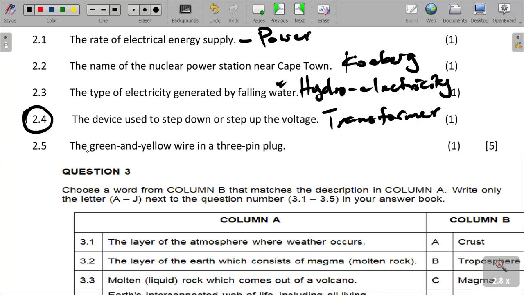The green and yellow wire in the 3-pin plug. This is also on the channel. I have a nice presentation or a lecture that explains the 3-pin plug. You need to know the color codes, the functions, and also the consequences of misconnecting those wires and so forth. So what we are saying is, which wire has the yellow and green in a 3-pin plug? It is supposed to be known that it's an earth wire. It is an earth wire.